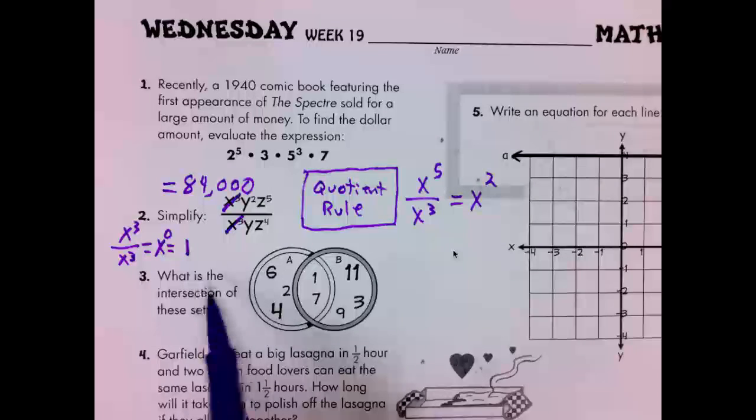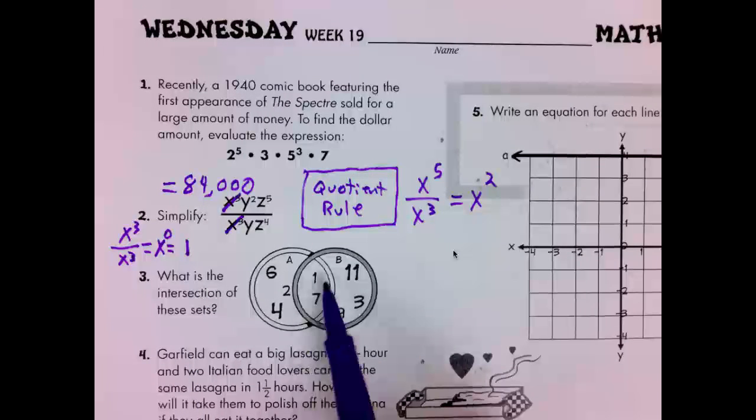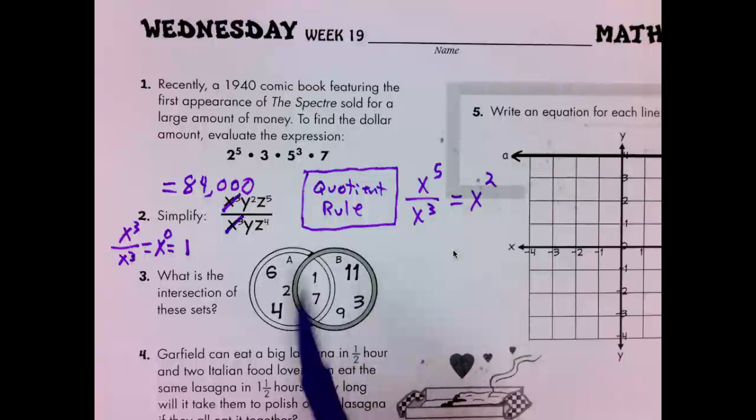Number 3 says, what is the intersection of these two sets? The intersection is where they overlap. This is a quasi-Venn diagram here. Just consider which elements are in both set A and set B.